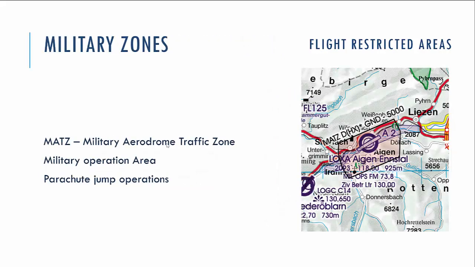There could also be military zones. They are abbreviated as MATZ, Military Aerodrome Traffic Zone, for example. Also, there could be military operation areas and parachute jump operations. It's sometimes possible to enter the military zones. You just need to ask air traffic control, at least 15 nautical miles or 5 minutes of flying time from the MATZ boundary. In some cases you can cross this military area if you have appropriate ATC clearance.